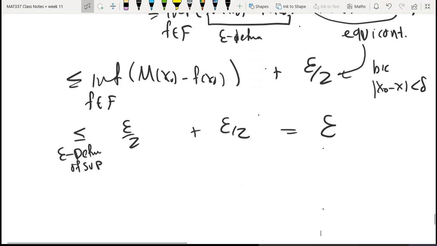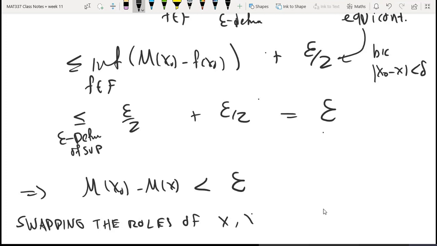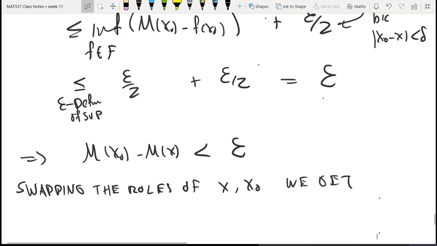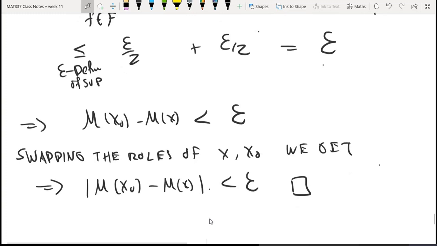So we showed that m of x naught minus m of x is less than epsilon, and by swapping the roles of x and x naught, we get the double bound. Okay, is that okay? I should write it more carefully in the notes. Okay, so I think that's it for equicontinuity.